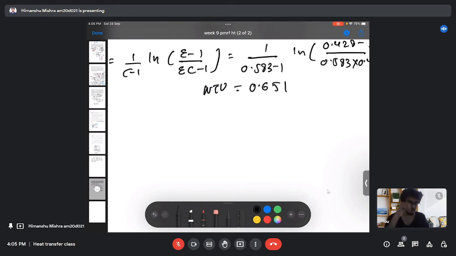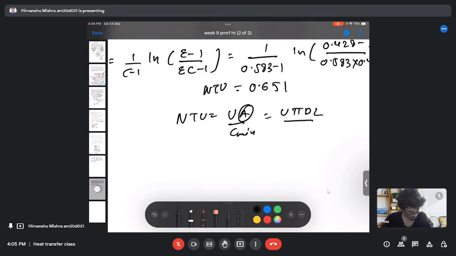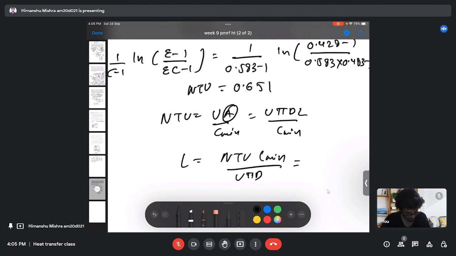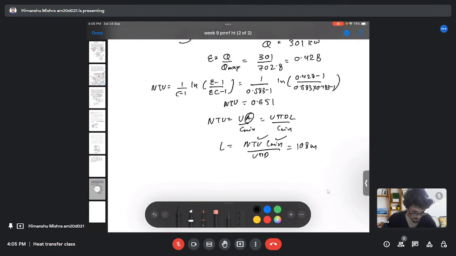And once we get the NTU, it is very easy. We will be using the standard relation of NTU to find the area or the length. So just put the values here for NTU and other parameters. The length is 108 meters. So this is quite a repetitive question.